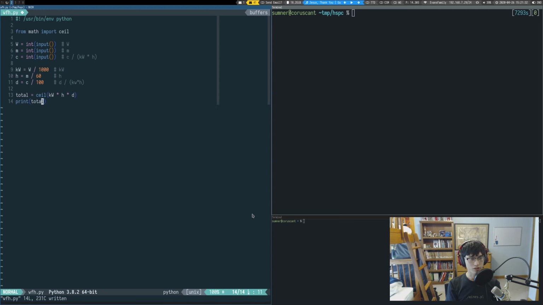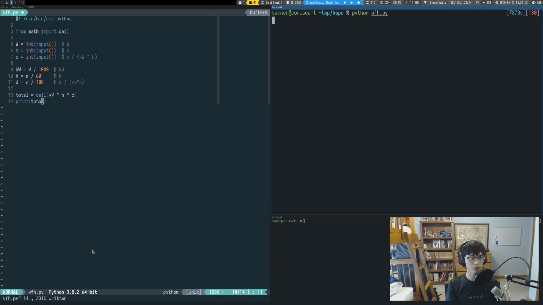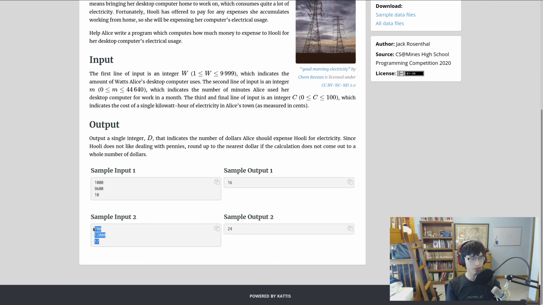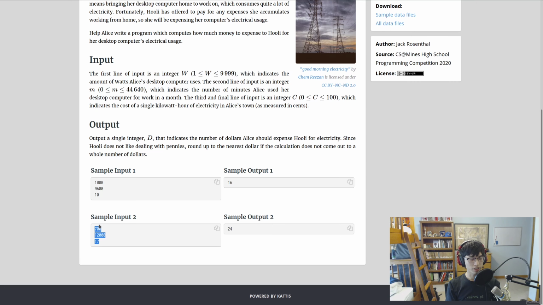Okay, let's try with the sample input. So I'll run Python workfromhome.py and copy in this sample input. We're expecting that it'll output 16, which it does. So that's good. Always test on at least the sample inputs. And we're getting 24. That's good.